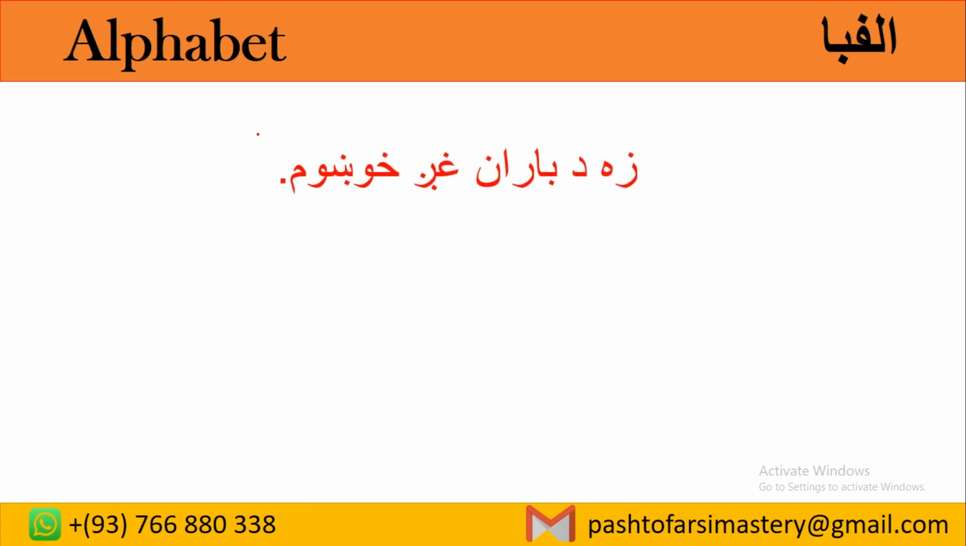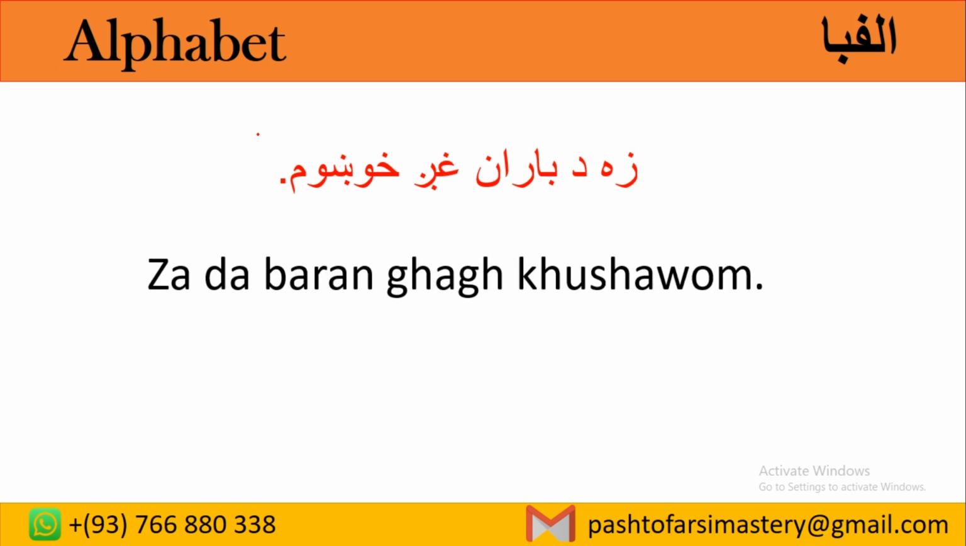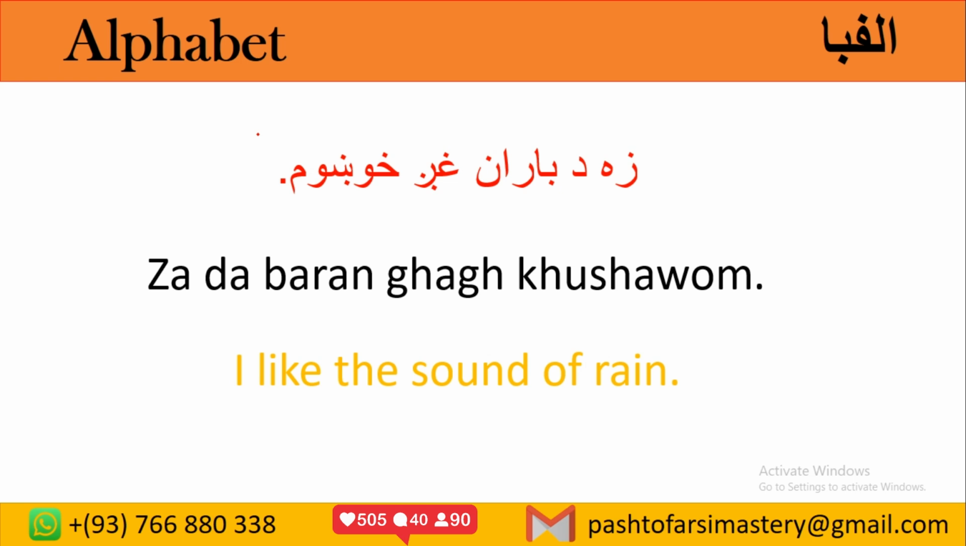زه د باران غږ خوښوم. It means I like the sound of rain. زه means I. د باران, the rain. غږ, sound. خوښوم, like. I like the sound of rain. Look, like is again a verb that comes at the end of the sentence. We can drop the زه as well. We can say باران غږ خوښوم, which gives the same meaning. I like the sound of rain.